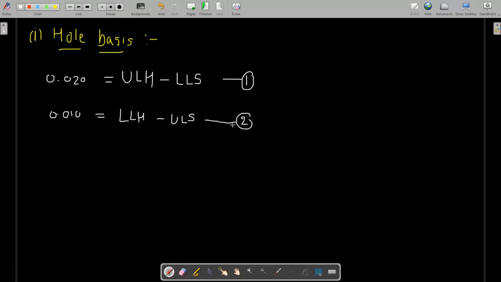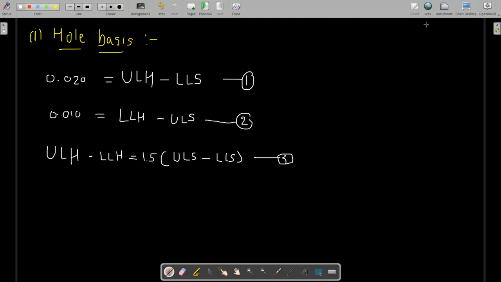Next, the third equation, that is tolerance. Tolerance of the hole is the upper limit of the hole minus the lower limit of the hole, equal to 1.5 times the upper limit of the shaft minus the lower limit of the shaft. So this is the third equation.